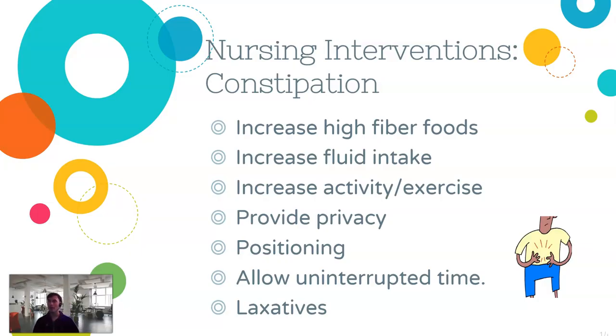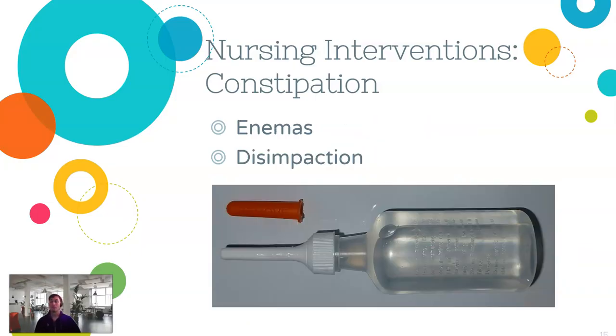Again, provide privacy. This is something that you'll need to discuss with your patient. And we're going to encourage those high fiber foods and get that fluid intake up. And much like we talked about, we really want to increase activity and exercise to get that peristalsis moving. If constipation continues to occur, enemas and disimpaction may be required by the medical team, including the nurse.